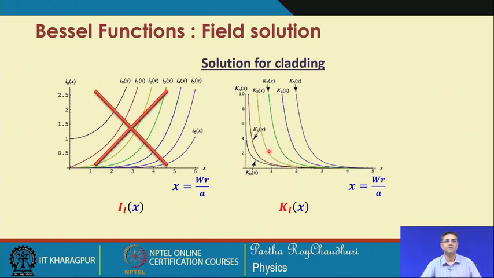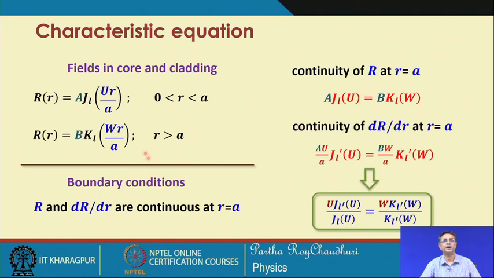So, we have the final solution for the core and cladding as the Bessel J_L for the core, and for the cladding you have Bessel K_L. Then we will have to match the continuity condition at the core-cladding interface, the boundary condition, that is, ψ and ∂ψ/∂r are continuous at r equal to a.